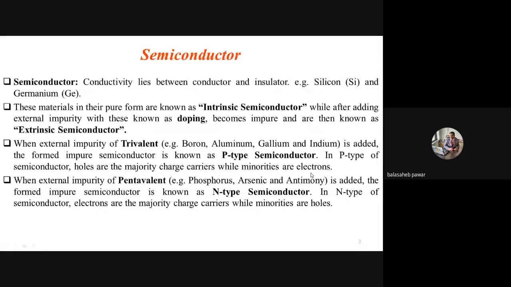In the same way, if the external impurity added is pentavalent, for example phosphorus, arsenic, and antimony, and such pentavalent impurities are added to the intrinsic semiconductor in its pure form, the impure semiconductor formed is known as n-type semiconductor. In n-type semiconductor, electrons are the majority charge carriers, while minorities are holes, same as previously discussed for p-type semiconductor. Okay.